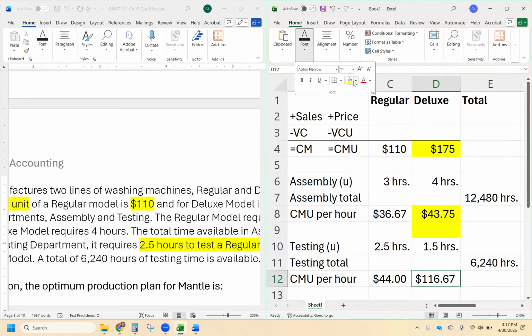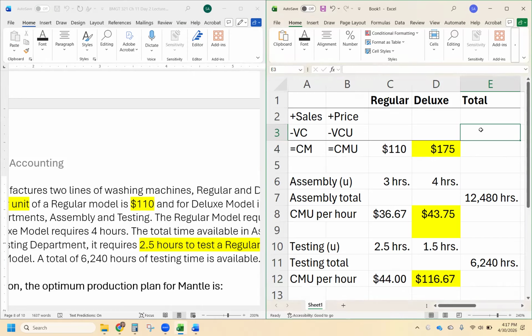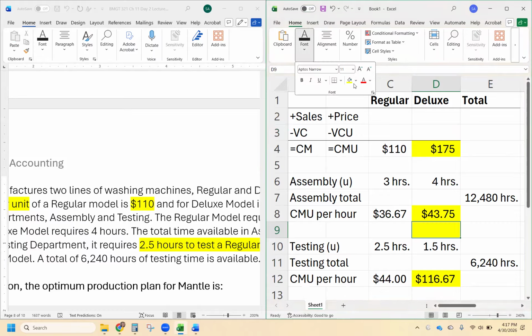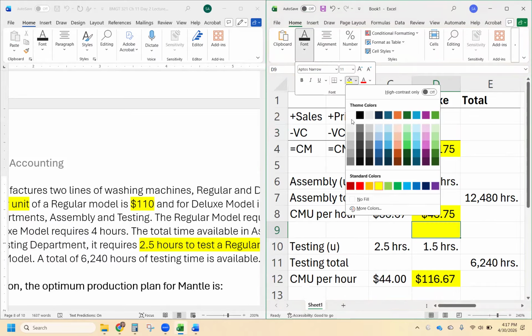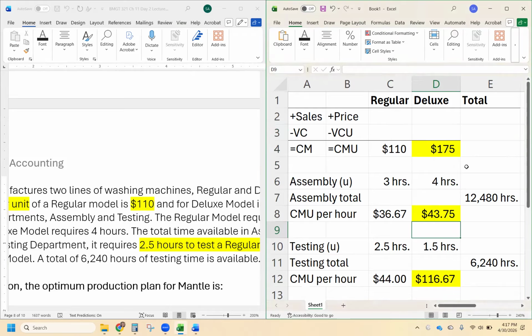So basically, it's coming up deluxe all the way down. Deluxe has the highest CMU. Deluxe makes the most money per assembly hour. Even though they take more hours, we make more money per hour. So it's way better to be doing deluxe at any hour of the day because it's making more money in assembly and it's making more money in testing. So definitely deluxe is the way to go.